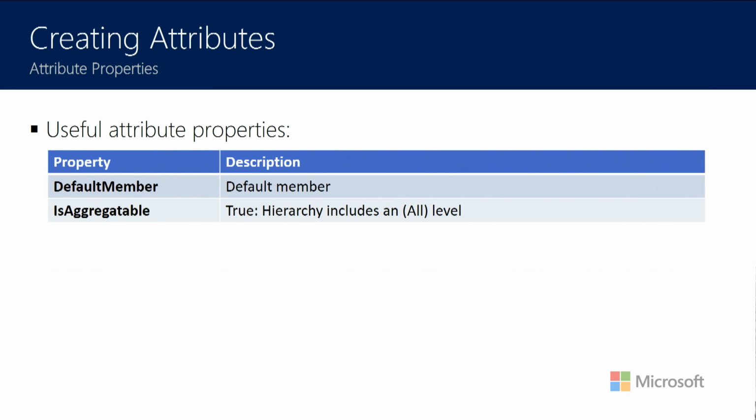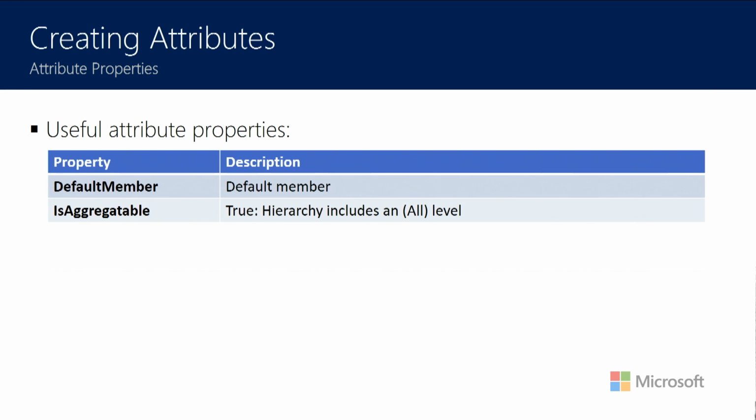The isAggregatable property, when set to true, ensures that you will have that all level on the attribute hierarchy. When set to false, you will no longer have that all level. And it's only in specific circumstances, from my experience, that we need to turn the all level off. And that essentially comes down to whether the members of the attribute are additive.